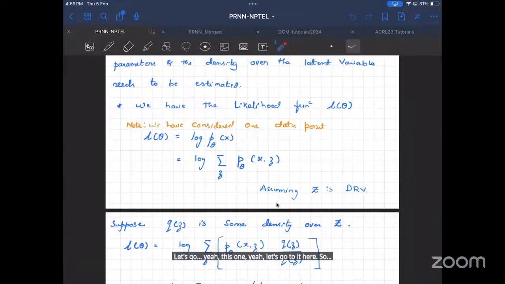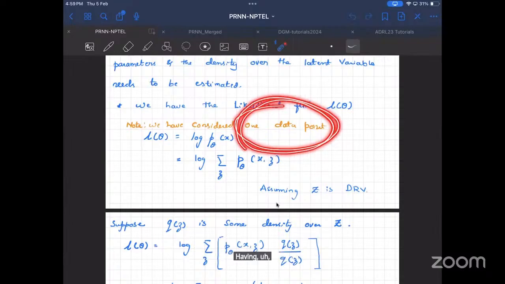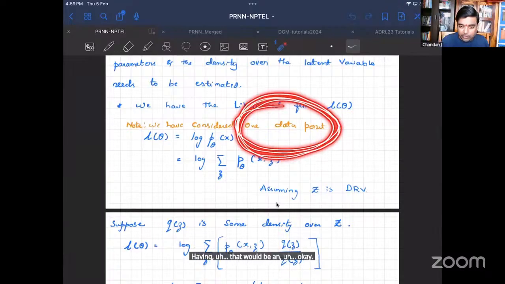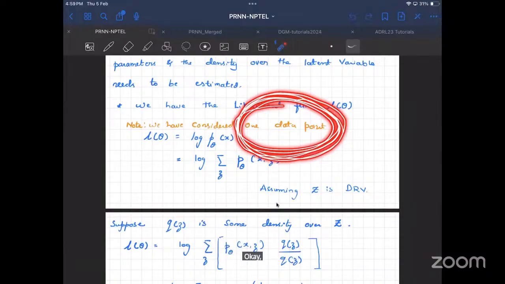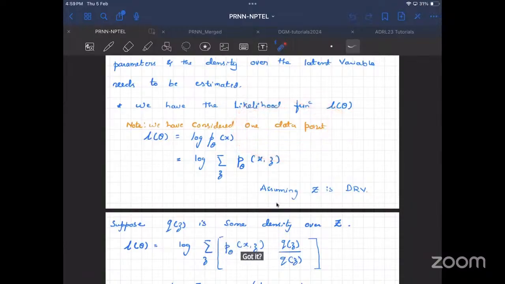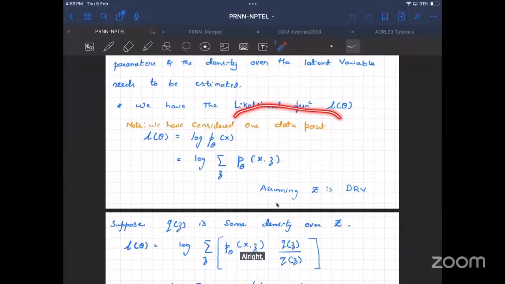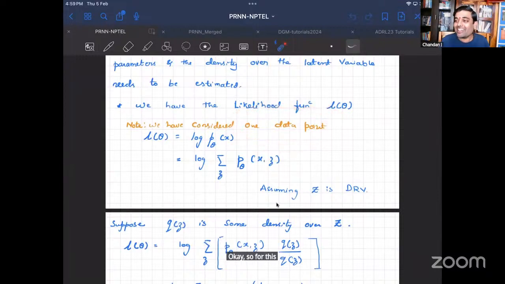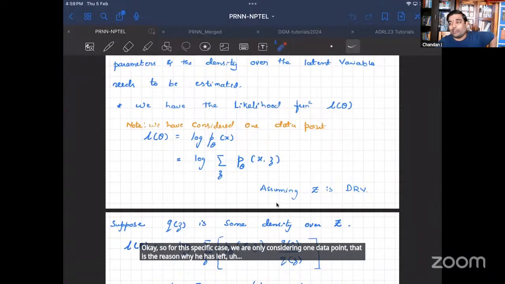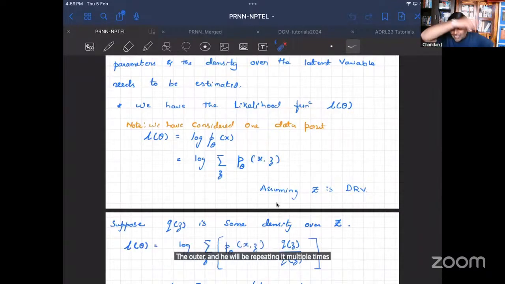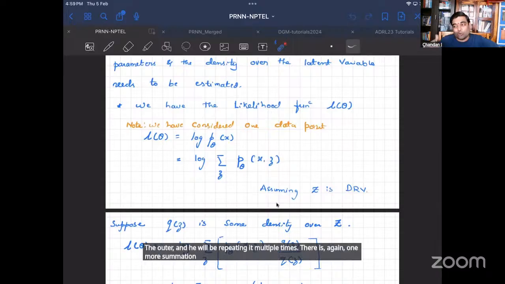So the actual optimization problem would have an expectation there. Can you see what I'm circling? Probably this was not shown; he has verbally said it. I just made a note of it. For this specific case, we are only considering one data point. That is the reason why he has left out the outer summation, and he will be repeating it multiple times. There is one more summation outside, going from i equals 1 to n.